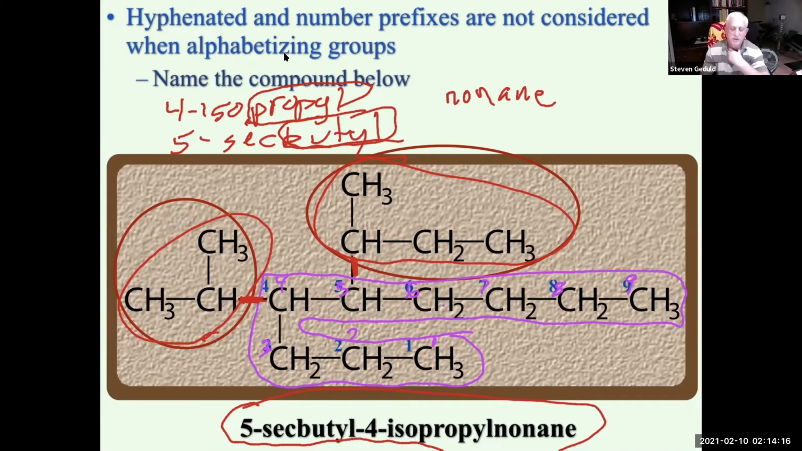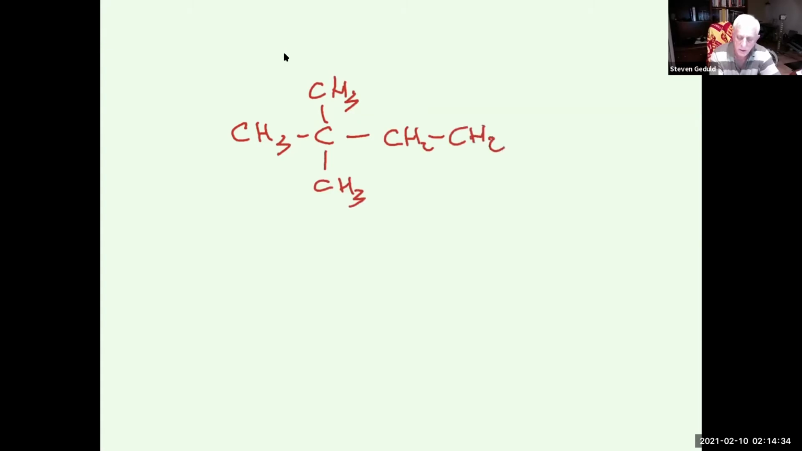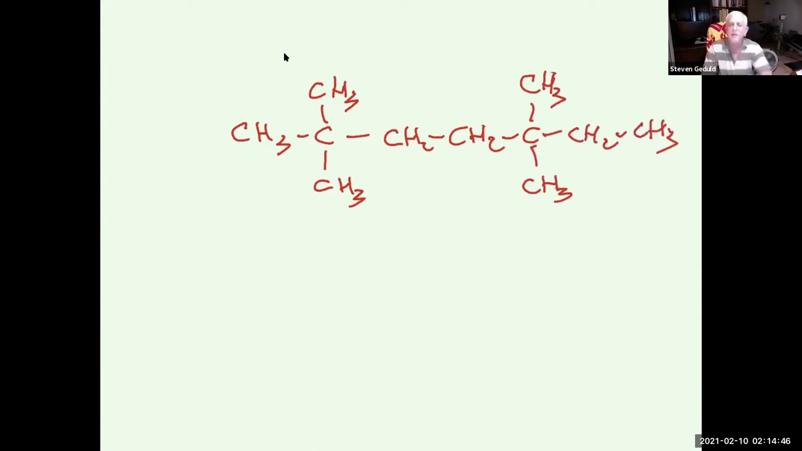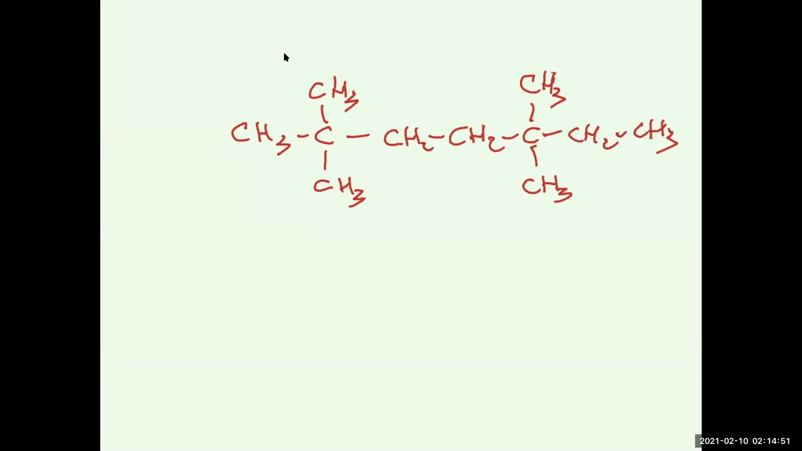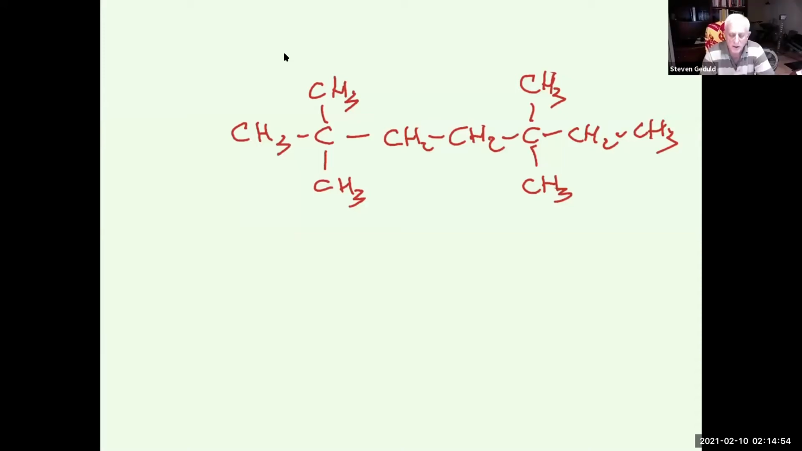Okay, so let's draw one out, let's see if everybody can do this. Let's draw CH3, C bonded to CH3, bonded to CH3, bonded to CH2, CH2, CH3, CH3. Let's do a simple one here. CH2, CH3. All right. Did that come through okay? Yeah. Okay, perfect. So what's our longest continuous carbon chain?